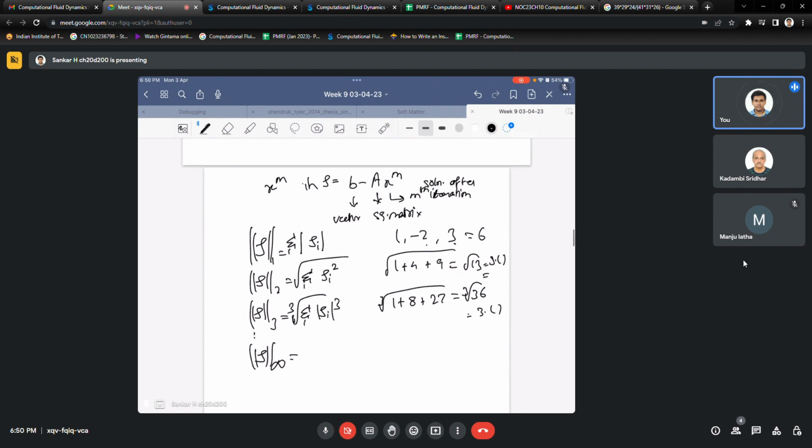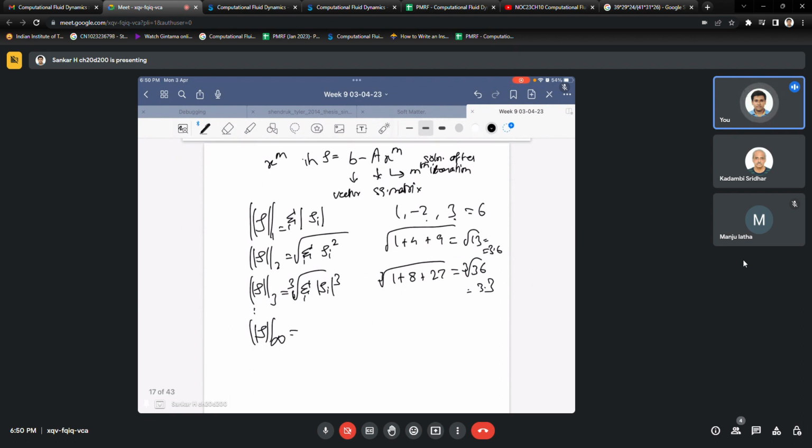This will be 3.6, and the cube root of 36 would come around to 3.3. So if we see this way, the infinite norm will basically be the max of the absolute value in that particular vector. So infinite norm corresponds to the maximum absolute value in that vector.